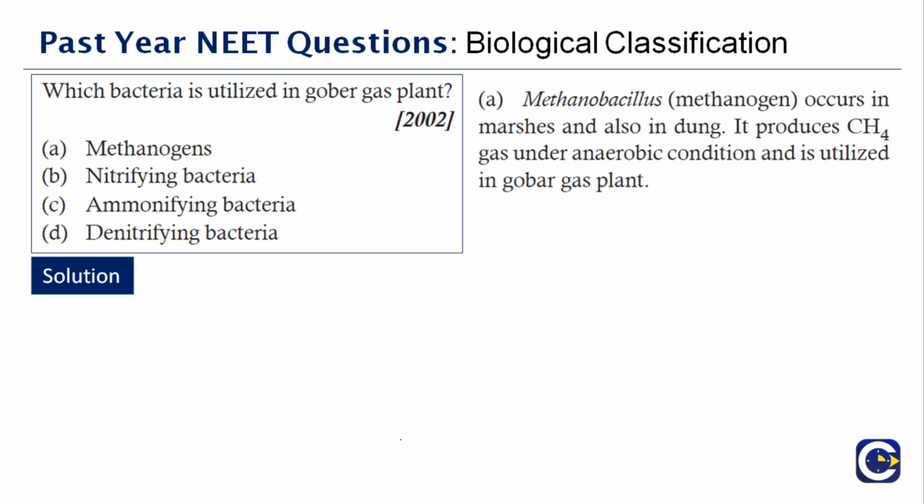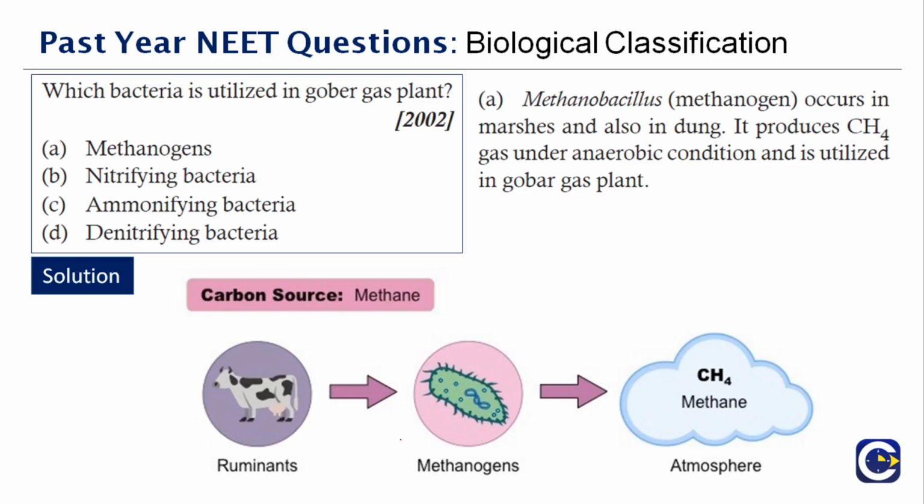Methanobacillus occurs in the marshes and also in dung. It produces methane gas under anaerobic conditions and is utilized in Khobar gas plant. I have given you a picture which represents that. The ruminants, as I said, are the major producers of methanogens. So here you have the cycle: from ruminants come methanogens, the bacteria is Methanobacillus, and from there it produces methane under anaerobic conditions. That is what we use in the Khobar gas. Therefore the correct answer is option A.